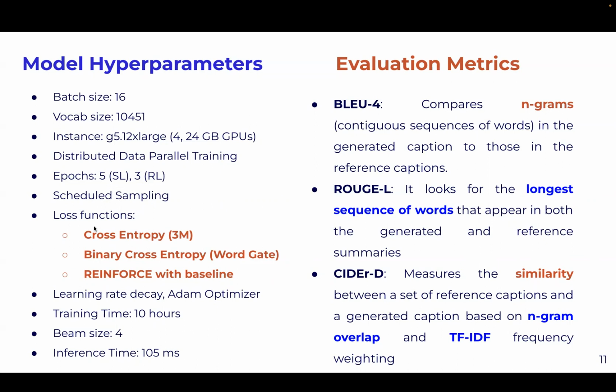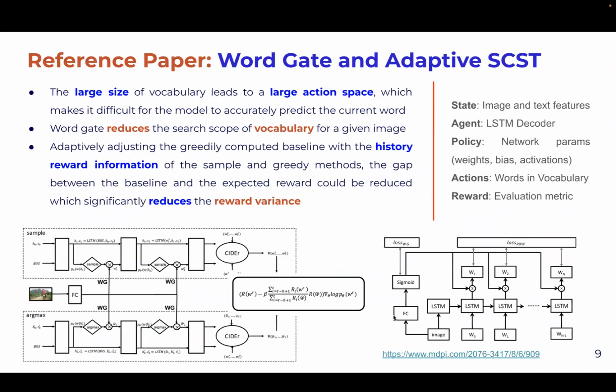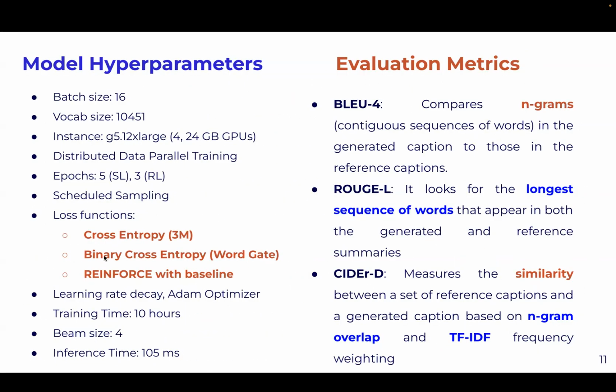Here the loss function, initially for supervised learning, is cross entropy. And for the word gate model that I showed, this particular extra layer, I'm using binary cross entropy. And REINFORCE with baseline is the loss function for reinforcement learning. The training time was 1 hour per epoch for supervised learning and 1.5 hours per epoch for reinforcement learning. And these are the evaluation metrics: BLEU score, ROUGE score, and CIDEr score.